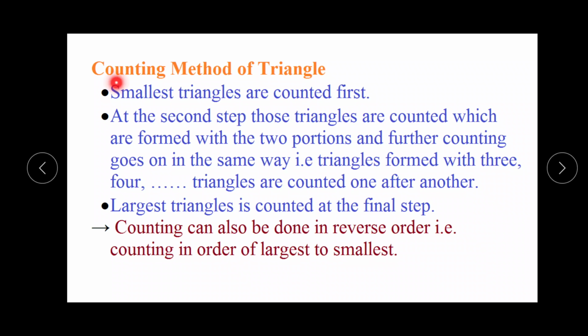This is a method to count the triangles. Smallest triangles are counted first. Now at the second step, those triangles are counted which are formed with two portions, and further counting goes on in the same way. That is, triangles formed with 3, 4, 5, 6 triangles are counted one after another. The largest triangle is counted at the final step. Or if you want, you can go in the reverse direction: first count the biggest triangle, and then go from biggest to smallest triangles.